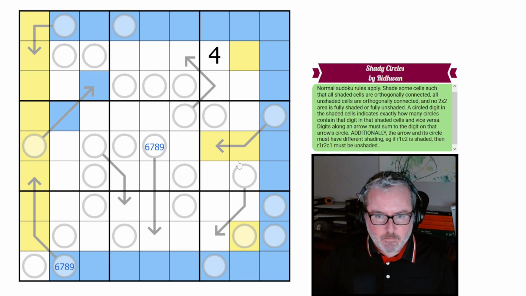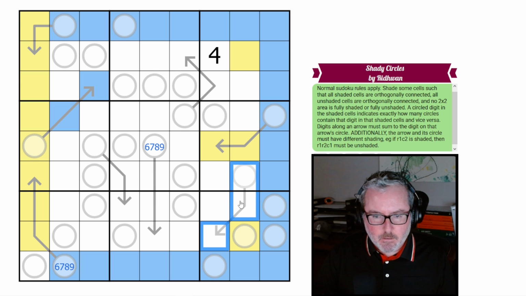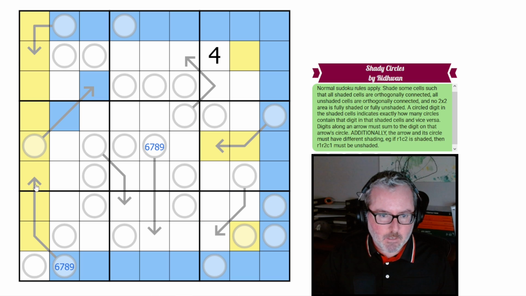Now let's think about these arrows that are kind of touching the edge in the same concept we thought about for these guys.